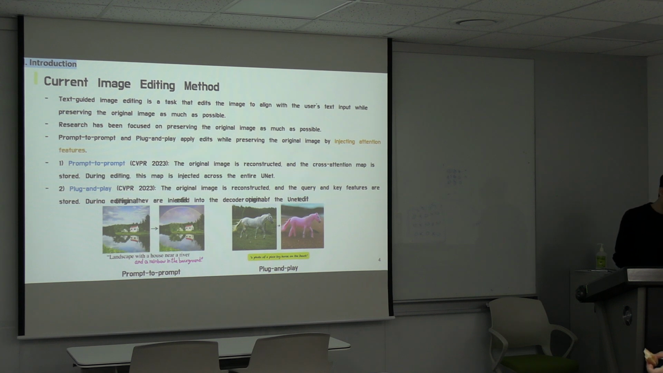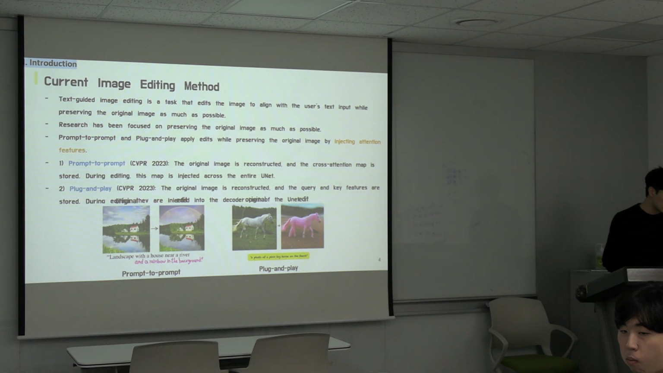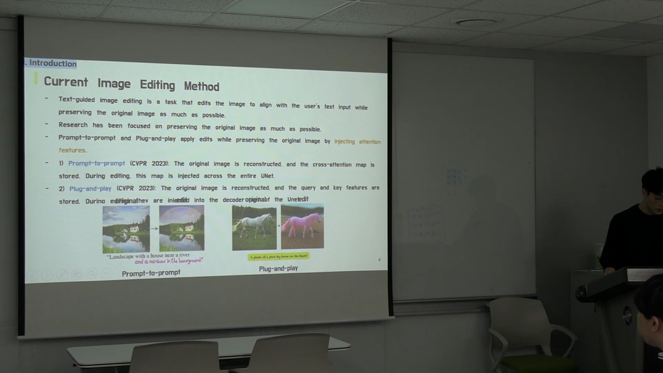2023 was definitely a year of text-guided diffusion models, with the release of many papers on image generation and image editing. The text-guided image editing task is that, if an input image and user's prompt are given, the diffusion model edits this image to align with the user's text prompt while preserving the original image. A key point is how do we preserve this original image as much as possible?